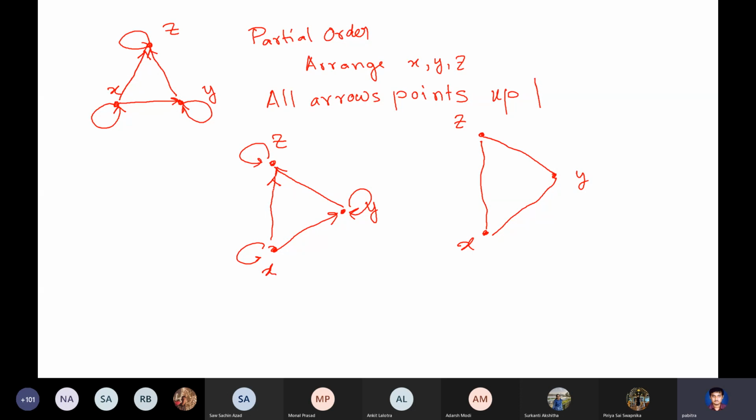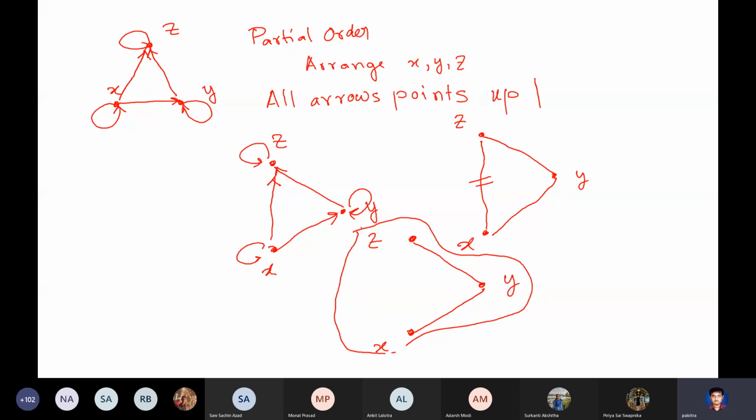Not only that, since I know transitivity is there, I can drop the transitive edges also. So I can just write it this way. Just this diagram is enough for me. From this, I can easily reconstruct the full diagram. I'll put the direction of the arrows upward, by transitivity I'll connect X to Z, and by reflexivity I'll put the self loops. But I'll prefer this last diagram, because it is cleaner and easier to look at.